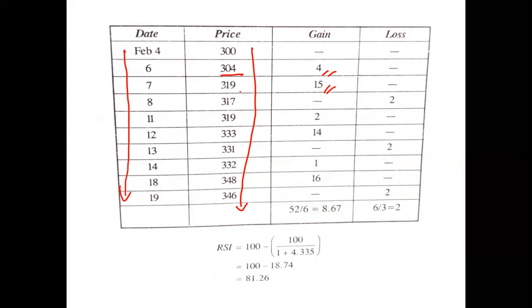Then from 7 to 8, it has gone down, so the loss is 2. Again to 17, 19, again a gain of 2. And 319, 333, again a gain of 14. Then 333 and 331, so there is a loss of 2. Again, comparing the 13 and 14 data, there is a gain, and 14 and 18, so 32 and 48.